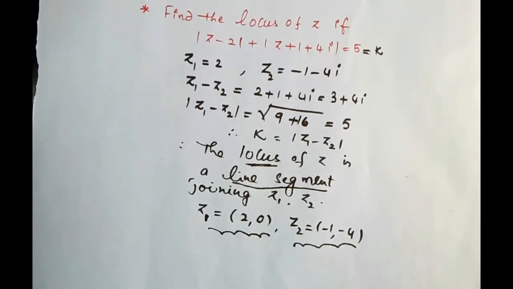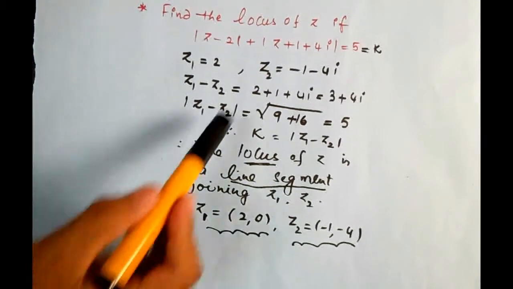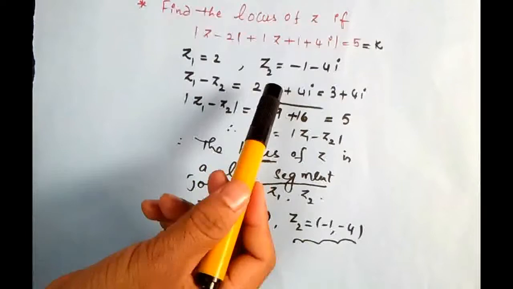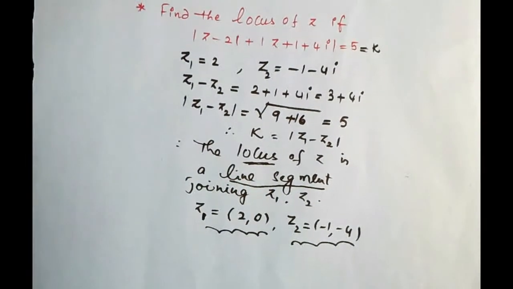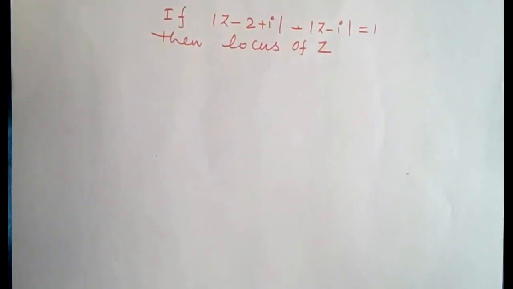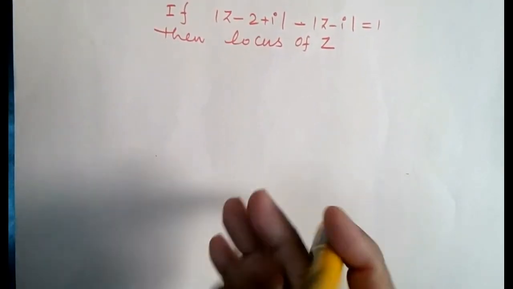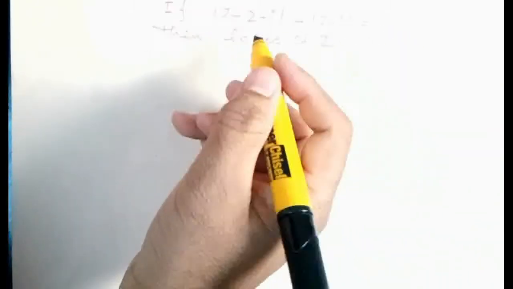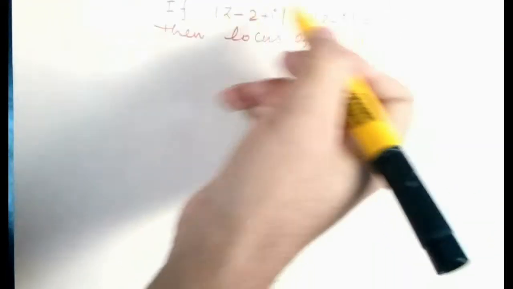Now next is, if we have minus, how to know the locus of Z. So we are going to discuss in the next examples. Now you see this example. Modulus of Z minus 2 plus I minus modulus of Z minus I equals 1. So again, what is Z1, what is Z2? First we have to write, and we know the value of K is 1.